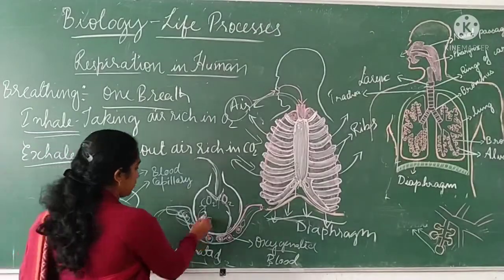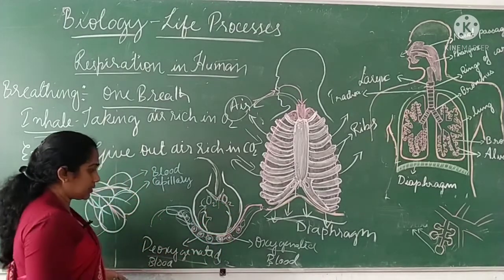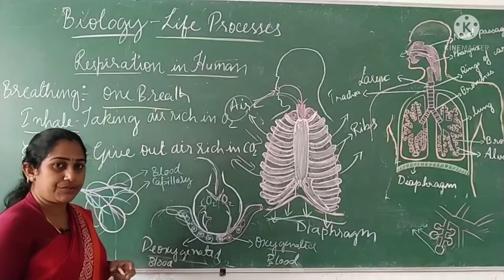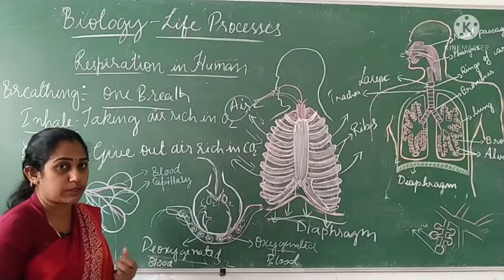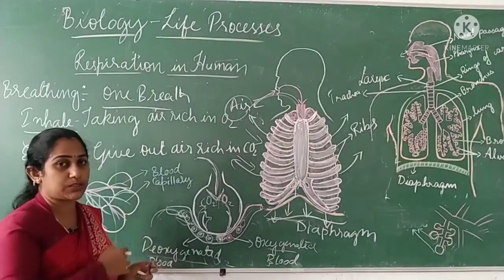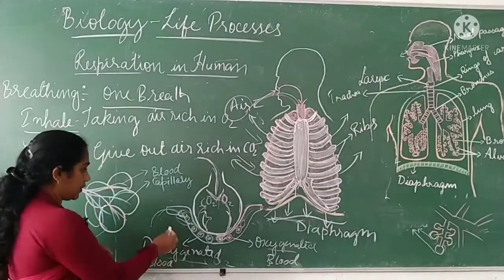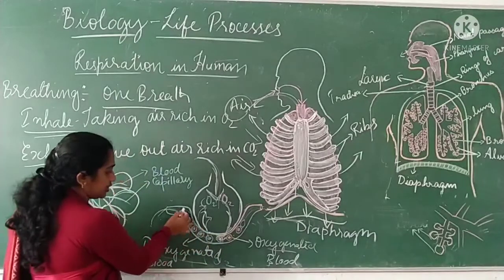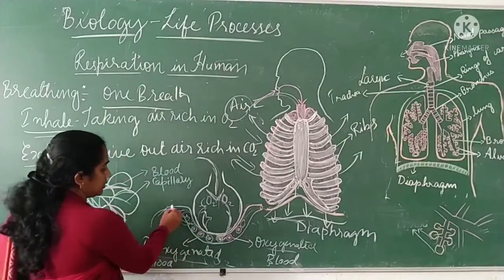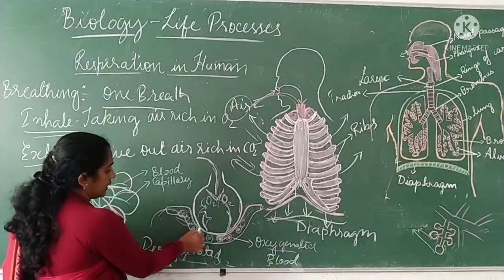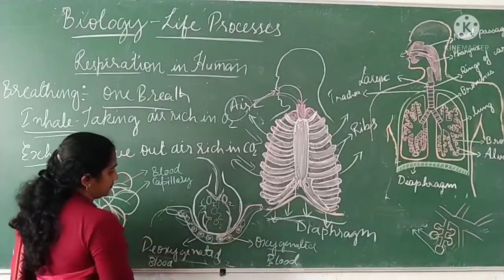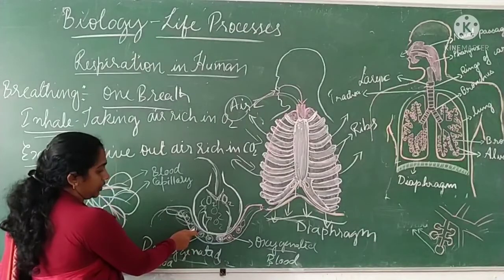Here, the exchange of carbon dioxide and oxygen happens by the diffusion process. I told you what diffusion is: it's the movement of molecules from a region of higher concentration towards a region of lower concentration. When the blood comes from the body parts through the blood capillaries, it is rich in carbon dioxide. And what about the air here? It is oxygen rich. So what is more here? Carbon dioxide is more here.